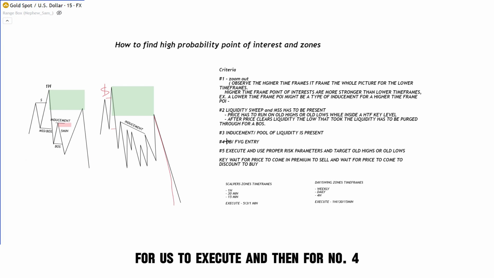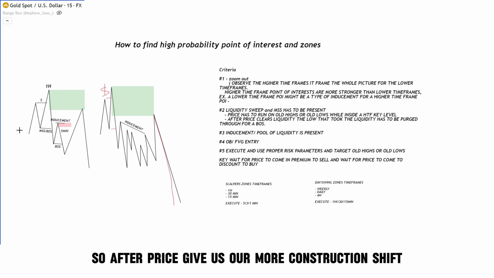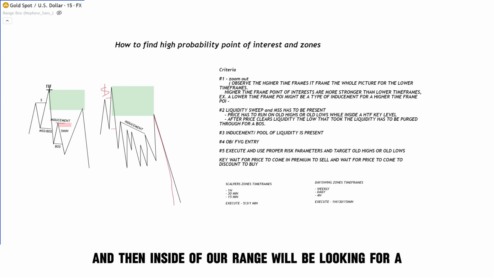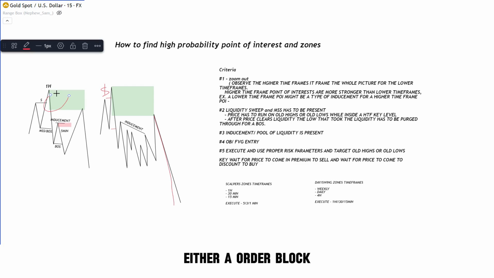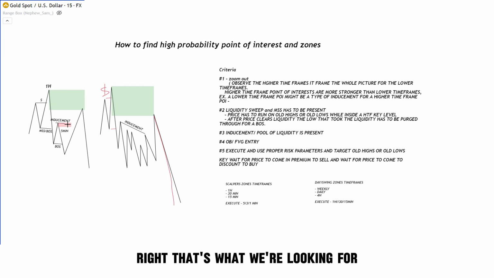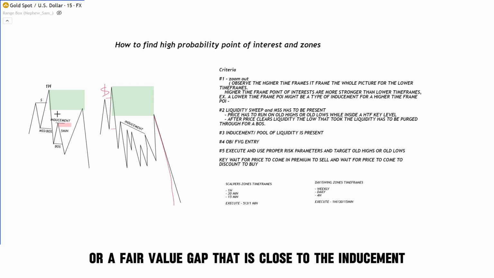execute. And then for number four, we're looking for an order block or a fair value gap entry to be present. So after price gives us our market structure shift and our inducement is present, and then inside of our range, we'll be looking for either an order block or a fair value gap that is close to the inducement, right?